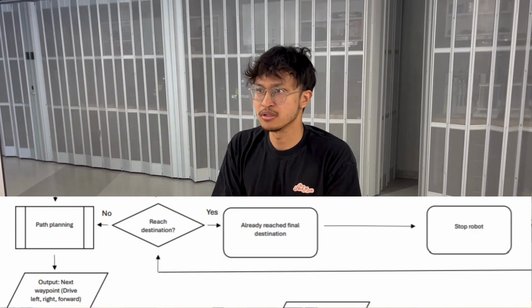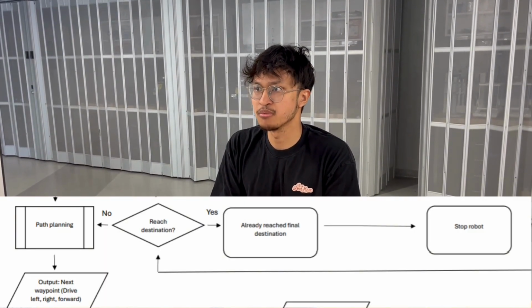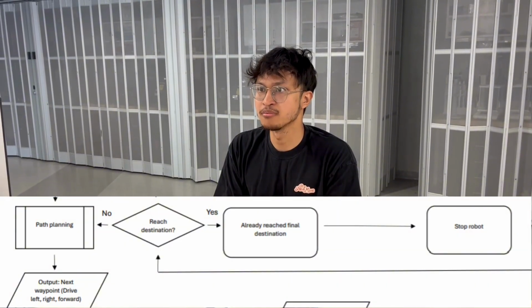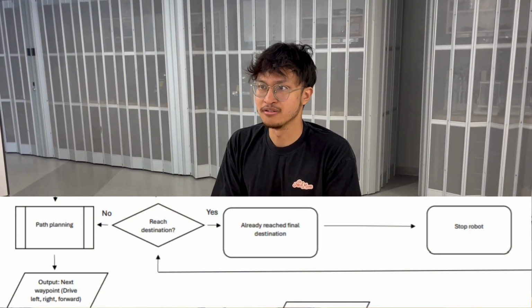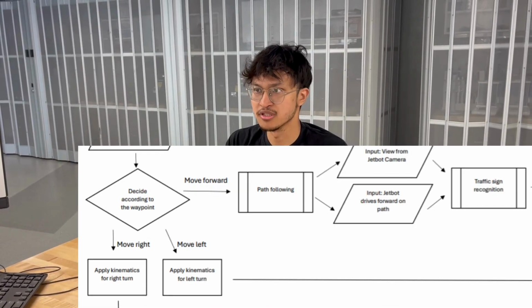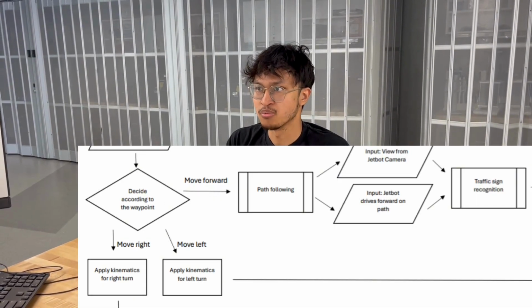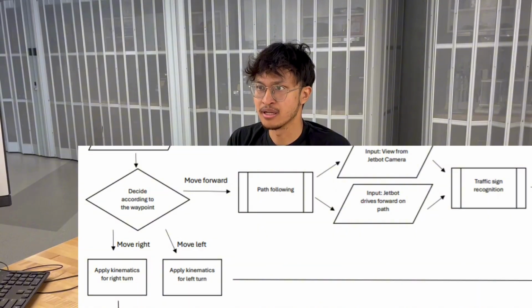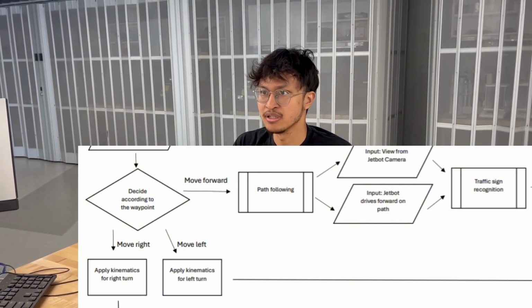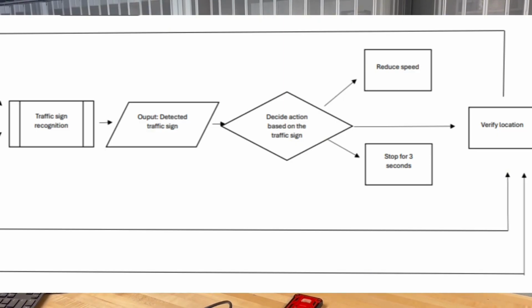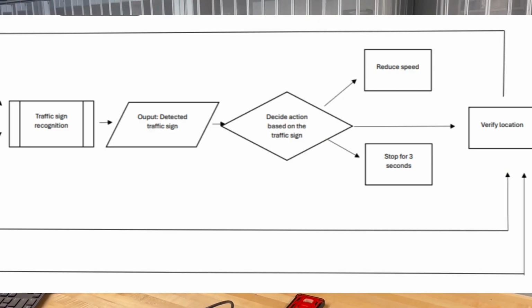Once the path is set, the robot enters a loop. It moves forward using the path following controller. Simultaneously, the front camera runs the traffic sign recognition model. If a sign is detected, the robot decides an action, like reducing speed or stopping for 3 seconds. It then applies kinematics to execute any necessary left or right turns at intersections. Finally, it verifies its location, looping until it successfully reaches the final destination and stops.